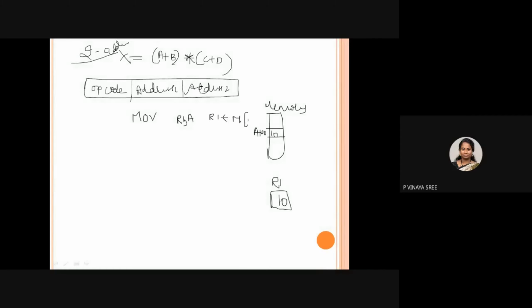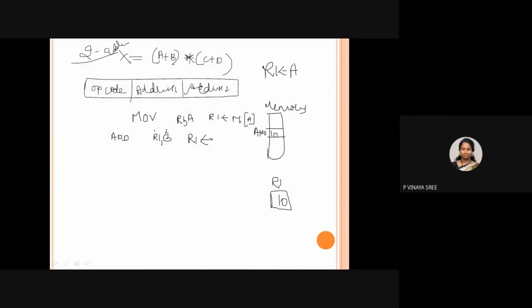Next, after that we need to perform add R1 comma B. Whenever you perform an addition, these two become source 1 and source 2, both are added, and the result is stored in the register. In R1 we already have A.